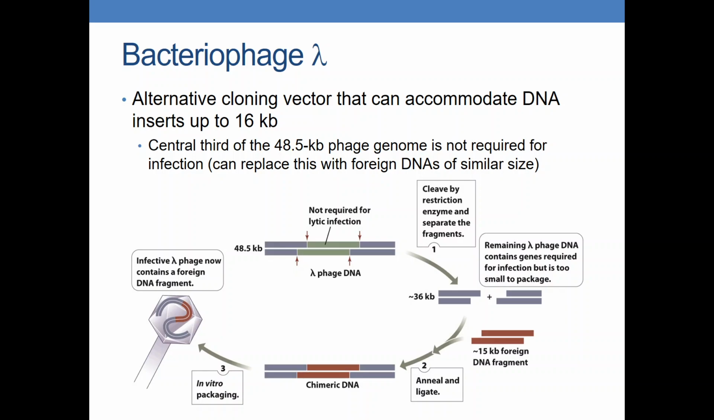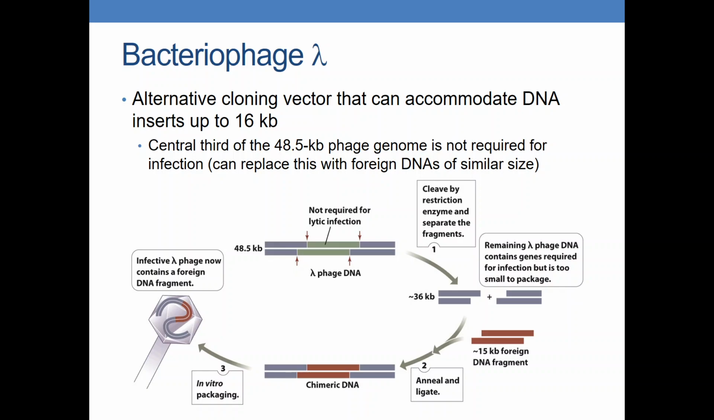Now, why is that? Well, if we look at the phage DNA, so this is the starting phage DNA, you'll see that it's about just shy of 50 kilobases long. There's a middle region that is not required for lytic infection. So what we can do is treat that with a restriction enzyme that is going to cut out the region that is not required. That then leaves you with fragments. These fragments are about 36 kilobases. These are also the fragments that are required for infection.